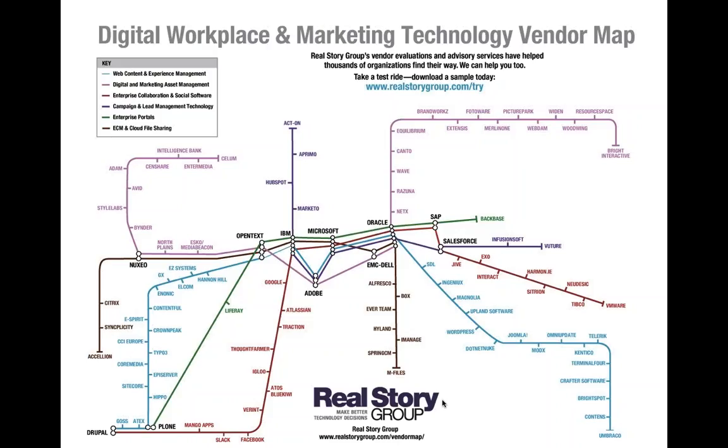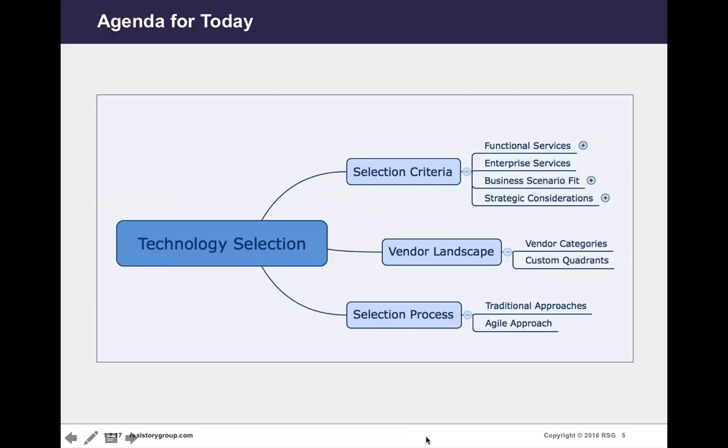As you can see, we cover a variety of digital workplace and digital marketing technologies. As you can see, there's quite a bit of an overlap amongst them as well. But today, we're going to focus on this red line, which is enterprise collaboration and social software. So if you like this map, you can get a high resolution version of this on realstorygroup.com/map/vendor map.